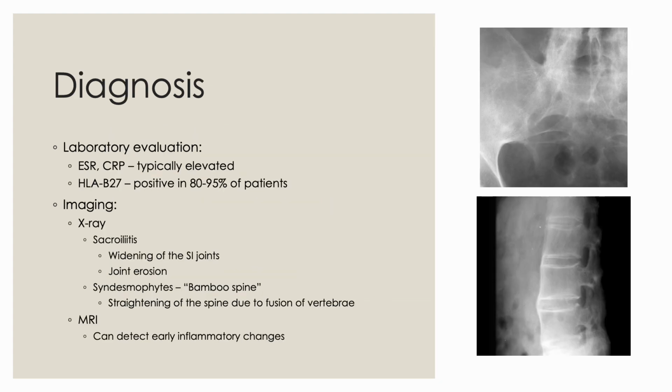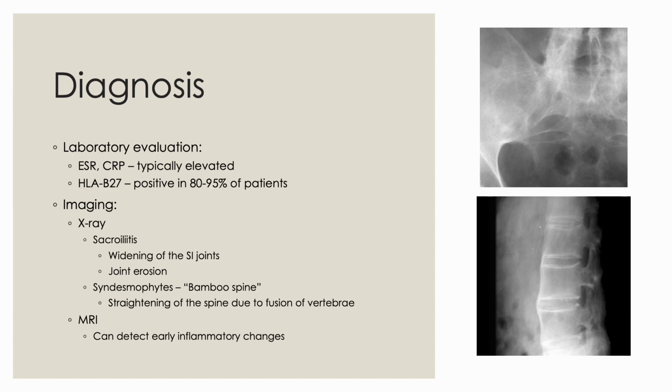The diagnosis of ankylosing spondylitis can be difficult to make, especially early on into the disease course. This diagnosis is primarily made based on clinical presentation, but laboratory and imaging findings can help. Most patients will have elevated inflammatory markers like ESR and CRP, and up to 95% of those with ankylosing spondylitis will have a positive HLA-B27 marker.